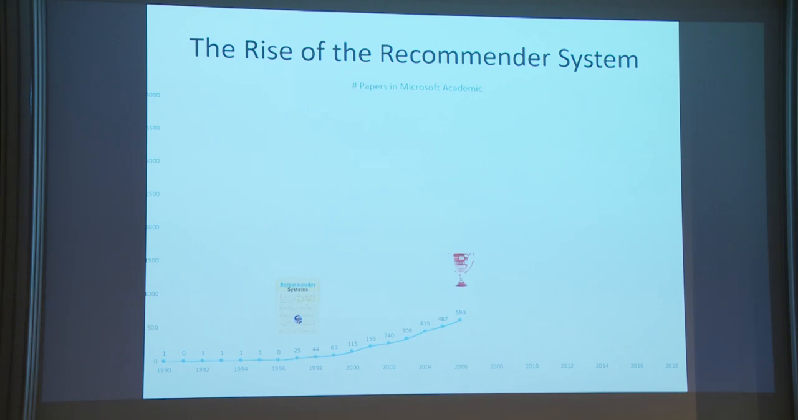Maybe another important milestone was the competition of Netflix. I will talk about that later. It did a lot of public relations for the field of recommender systems. And a year later, a special conference of the ACM called ACM RecSys was established, and since then it has attracted a lot of people that are working in the field of recommender systems. You can see it in the number of publications that have been published in each one of the years.